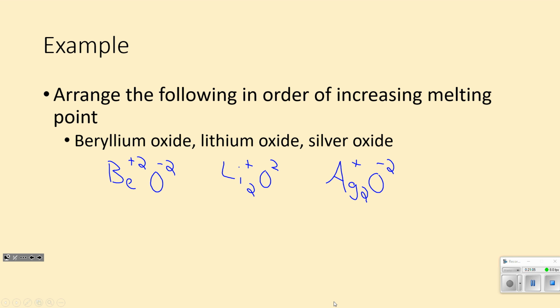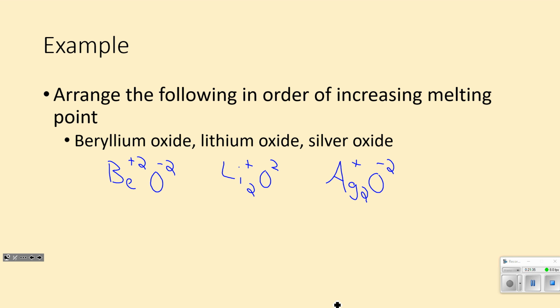I kept the charges for a reason. That reason is there are two determining factors on the melting point of a solid. The first, and what I think is the more important of the two, is what's called charge product. If this were a math class, and I said product, what would you do with the two numbers? You'd multiply them, wouldn't you?